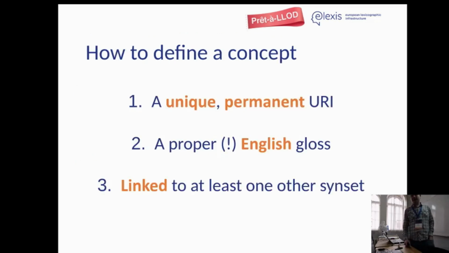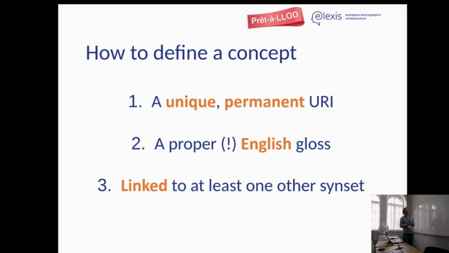And we effectively define a concept in an interlingual manner with the following things. First of all, we give it a unique and permanent URI, so we have a name for it that is fixed. Unique and permanent also means that no matter what happens, we're never going to delete a concept. At best, we might say this concept shouldn't be used anymore, it's deprecated, you should use this concept. But ILI concepts are unique and permanent.